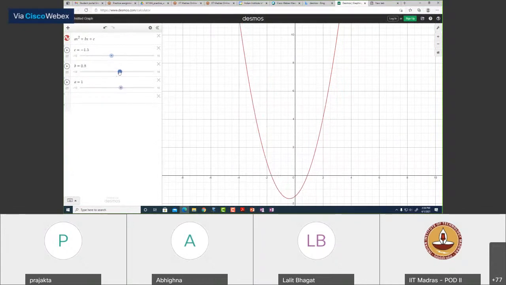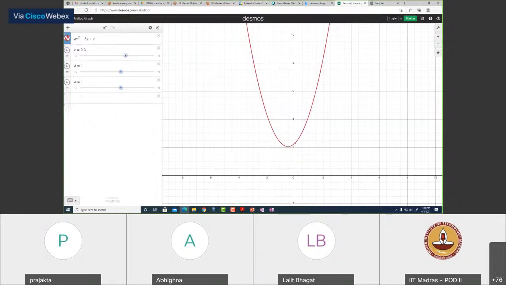So the value of C actually... C is only the location of the vertex. See, C is actually how much it is on Y. No, I mean it is how much the y-intercept is, right?